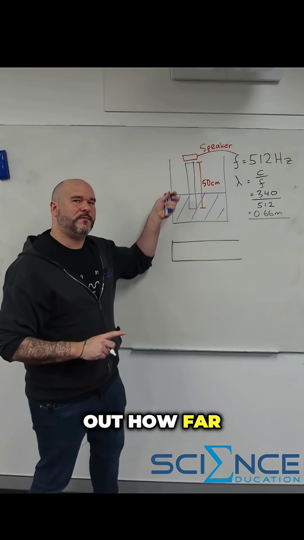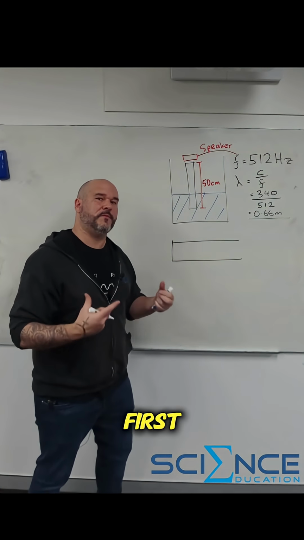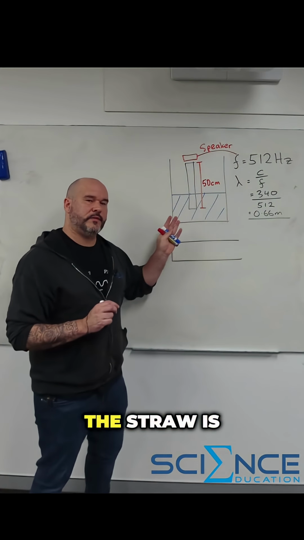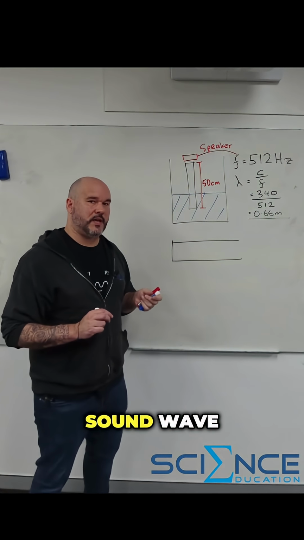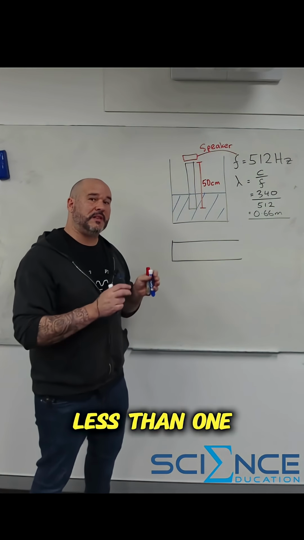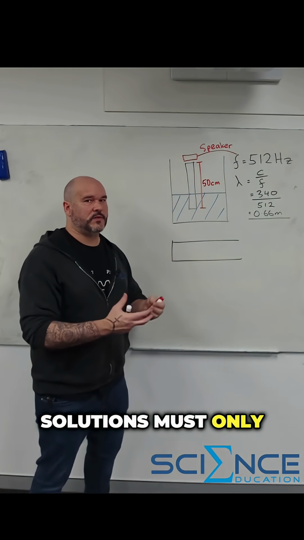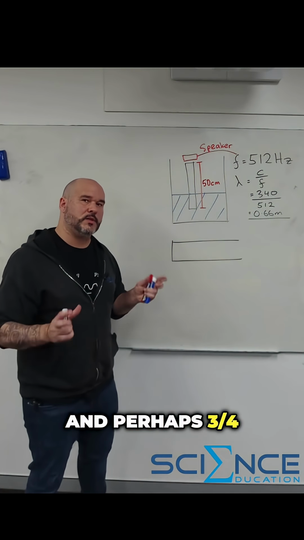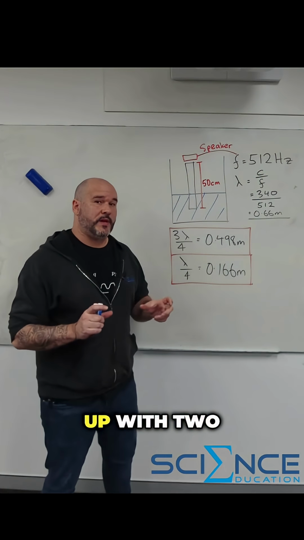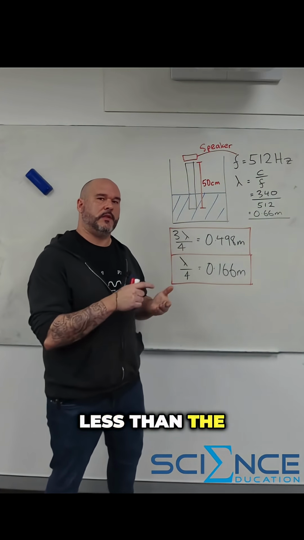So let's figure out how far I need to put the straw in to set up the first standing wave. We notice the length of the straw is actually less than the wavelength of the sound wave. That means we can only set up less than one wavelength inside our straw, which means the solutions must only be 1/4 and perhaps 3/4, but we've got to solve to figure it out. So we end up with two possible solutions that are less than the length of the straw.